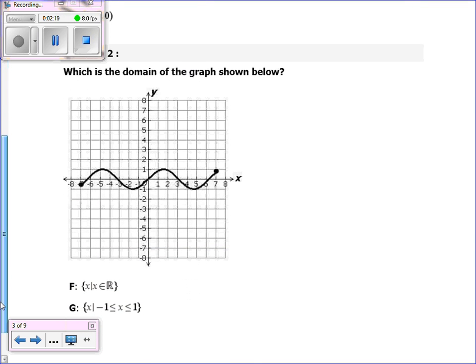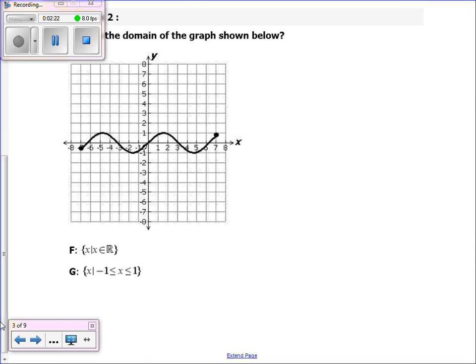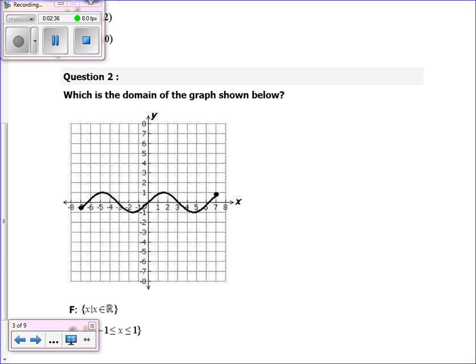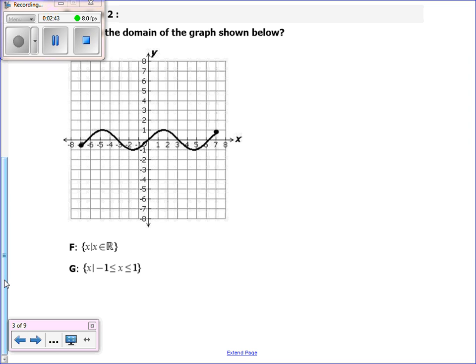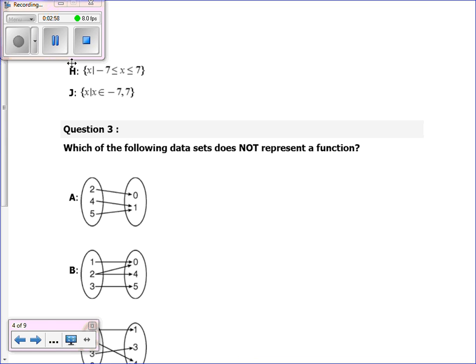Which is the domain of the graph shown below? Now, for this question, and there's another one coming up later that I recall, notice that we have two distinct starting and ending points on this particular graph. So just note, point, point. Now, they want to know the domain, so the only thing I care about is what's happening along that x-axis. So my lowest x-coordinate is right here, which is -7, and my highest x-coordinate is here, which is +7. So my correct answer for number 2 would be choice H.